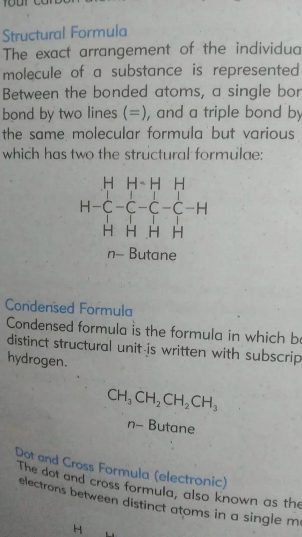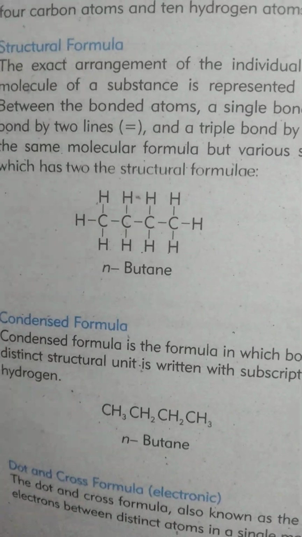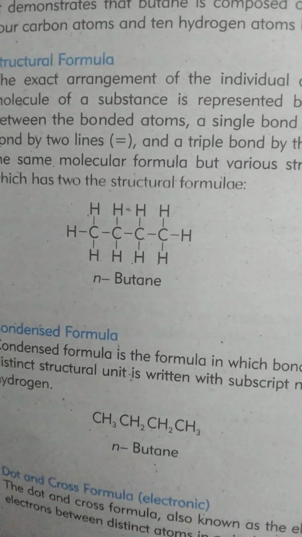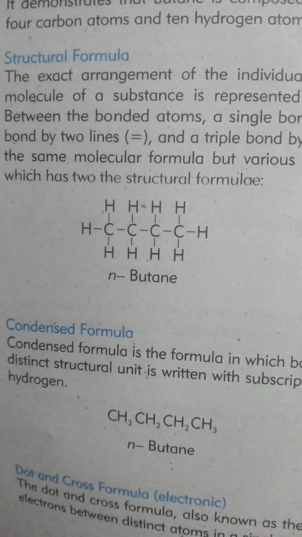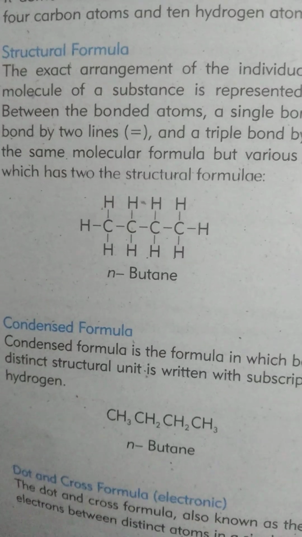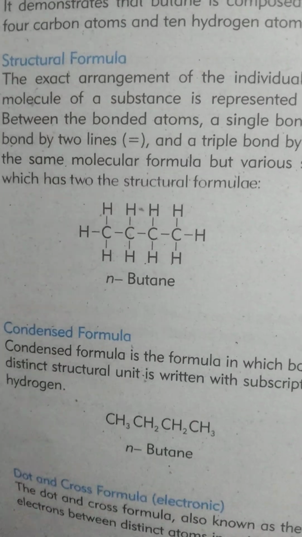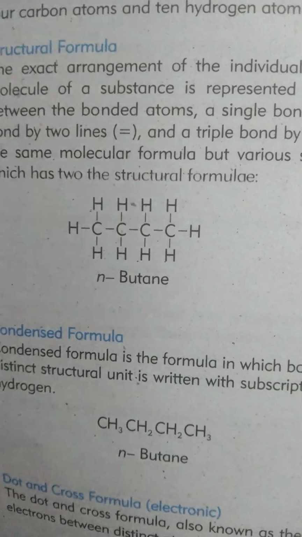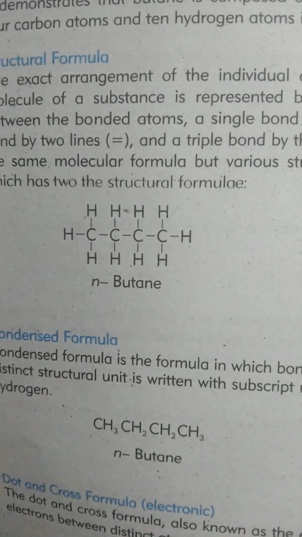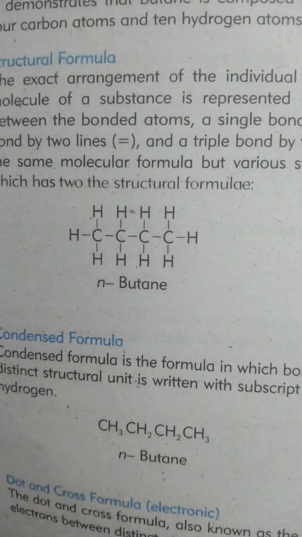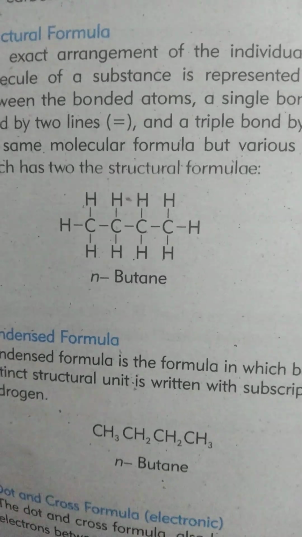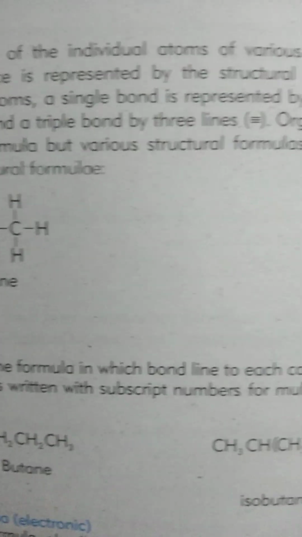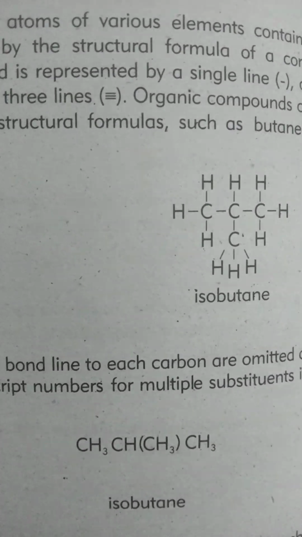Structural formula: here the compound is represented by lines, single, double, or three lines. All these lines represent a bond. A single line means a single bond, two lines mean a double bond, three lines mean a triple bond. When we see butane C4H10, here is the structural formula of n-butane, the normal butane. But when we see another one, it is isobutane.